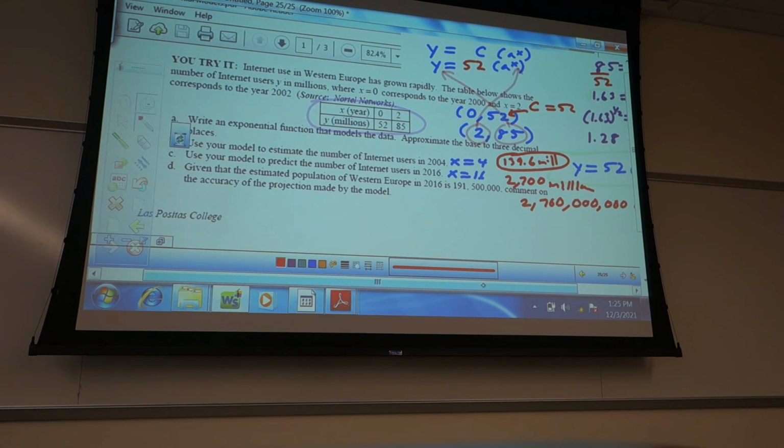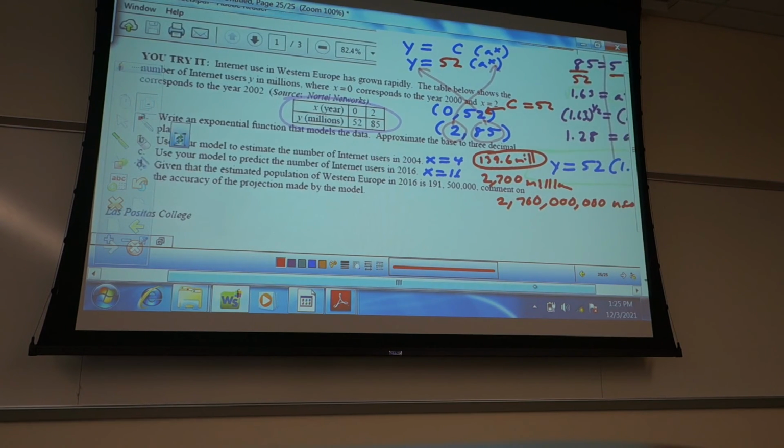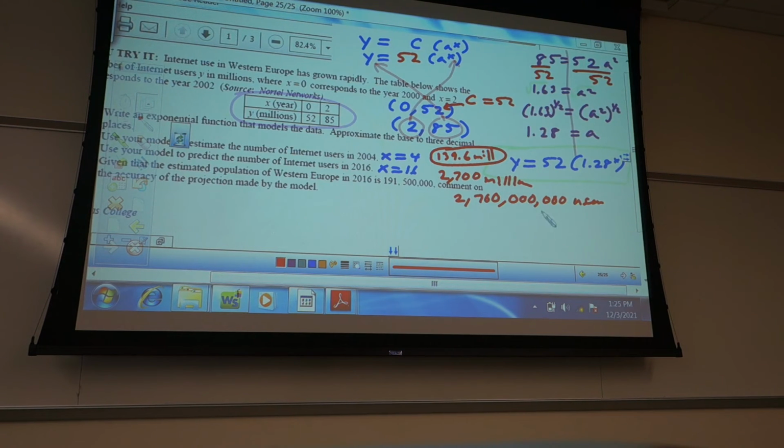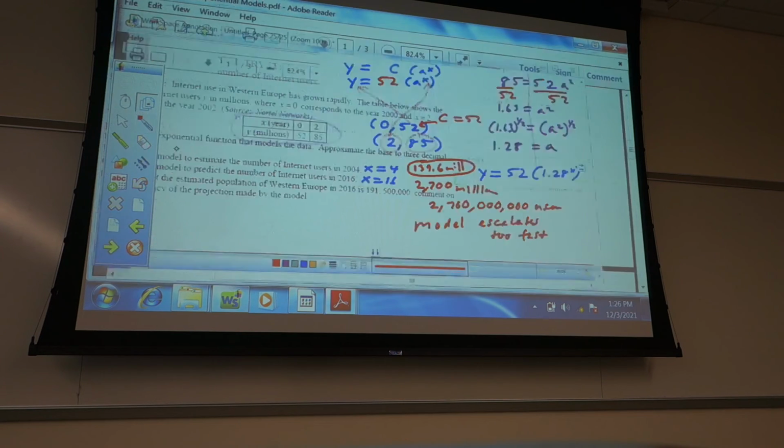Now, the estimated population in 2016 was only 191 million. So you can't have that many million users if you only have that many people. Does that make sense? Model escalates too fast. Exactly. Nice. I love that. Model escalates too fast. Perfect. So it wasn't realistic, but we did kind of find the model.